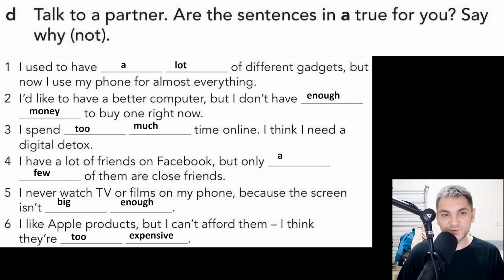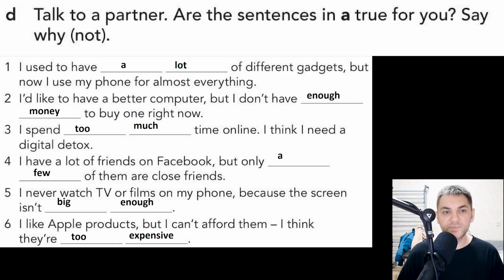Part D. Talk to a partner. Are the sentences in A true for you? Say why or why not. There are 6 sentences about technology and digital habits. For each sentence, decide is it true for you or not. Then say why, give reasons, use full sentences, and try to use the quantifiers we just learned: a lot of, too much, not enough, if you know any. I will answer it first, then you can answer for yourself.